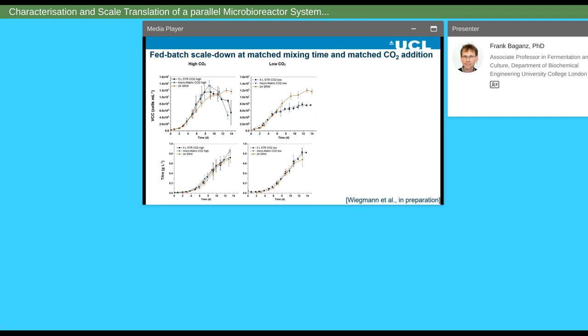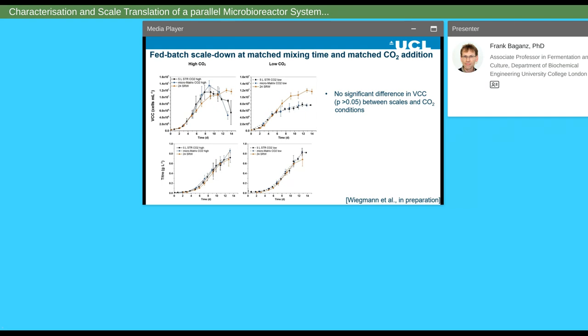Such a CO2 addition profile was emulated in the micromatrix by using the automated feeding module instead of manual bolus additions of base. As you can see, for both CO2 conditions, the growth and product profiles are comparable between the 5-liter stir tank reactor and the micromatrix. Furthermore, the maximum viable cell concentration did not show significant differences for these systems.